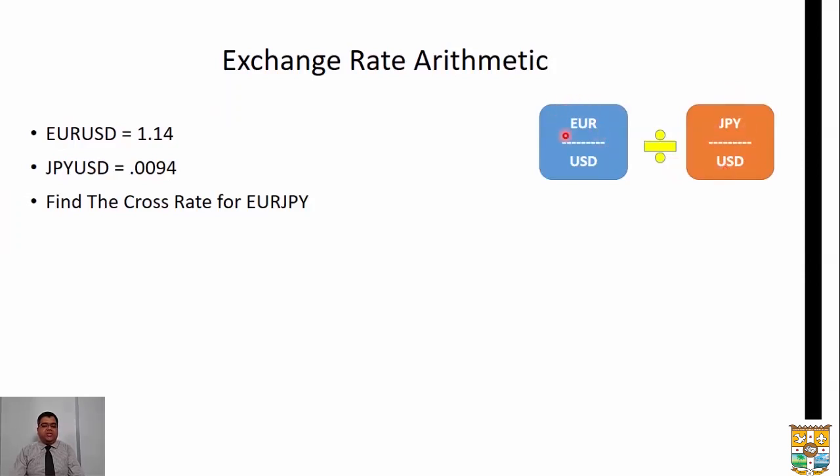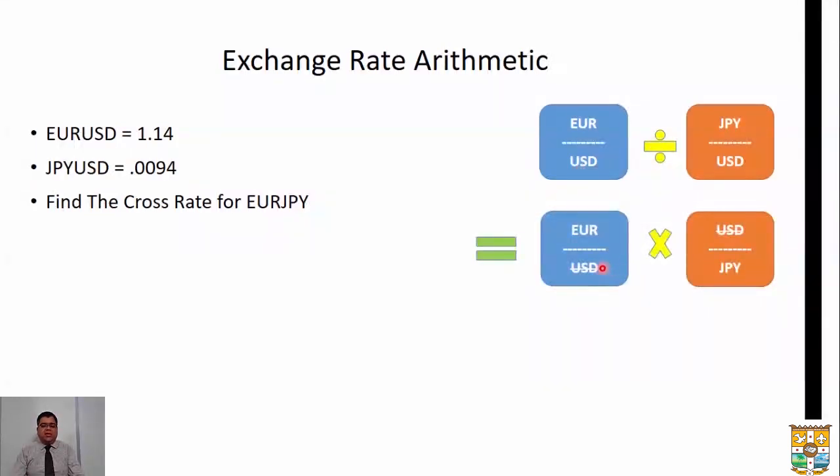So I can write Euro USD as Euro by USD and JPY USD as JPY by USD. However, in both cases, the denominator is USD. So we cannot cancel it out. Therefore, instead of multiplying like we did in the previous sum, we will divide the pairs over here. So that will give us Euro by USD multiplied by USD by JPY, which is the reverse of this. Now I can conveniently cancel out USD, right? And what we are left with is Euro JPY, which is what we want to find over here.